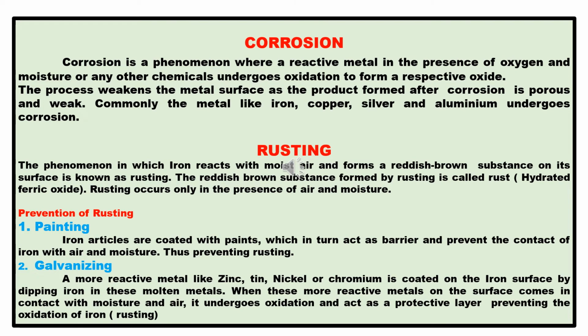And we know what that reddish brown substance is. That is the rust. Its chemical name is hydrated ferric oxide. What's the chemical name of rust? Hydrated ferric oxide. It's called hydrated because rust is formed only in the presence of moisture. So water content is there. That is why it is called hydrated ferric oxide.